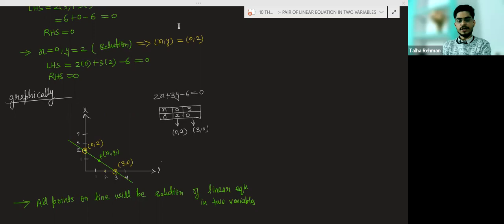So if a point is lying on the line, that point will be a solution of the equation of that line. This is true for a polynomial also. If a point is lying on a given polynomial, then that point will satisfy that polynomial.